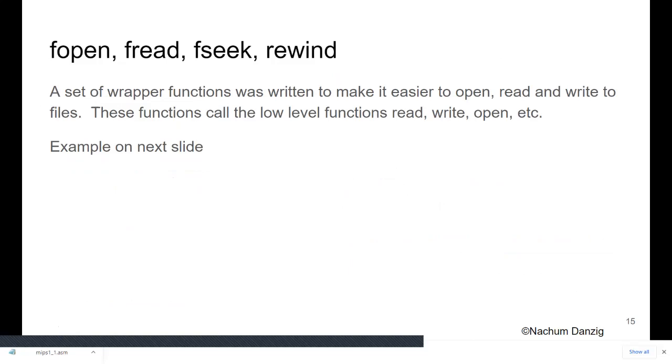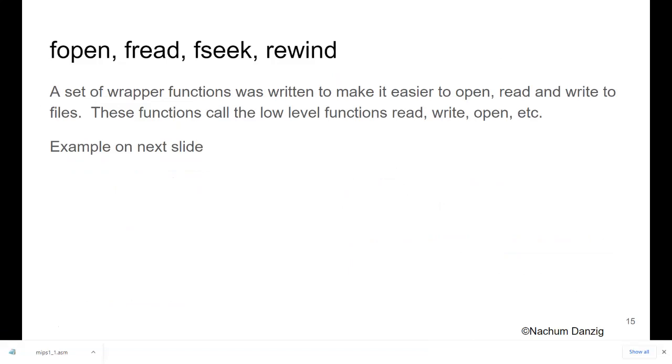Now there's a set of wrapper functions to make it easier for people who don't like to use read and write. I personally like to use read and write, but there are some conveniences of using another set of functions. Instead of open, there's fopen. Instead of read, there's fread. And there's fseek and rewind. And these are all functions for files. That's what it means, fopen, file open. These functions actually call the lower level read, write, and open functions. We'll see an example on the next slide.